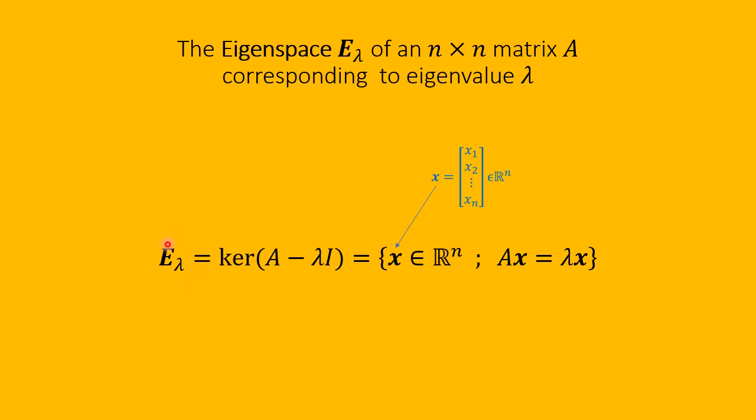And what is it? Well, if you remember the definition of an eigenvector, it is a non-zero vector satisfying this equation. Well, the zero vector is in this set because A times the zero vector does equal lambda times the zero vector. Zero vector equals zero vector. That's kind of trivial. So every non-zero vector in this set is an eigenvector.